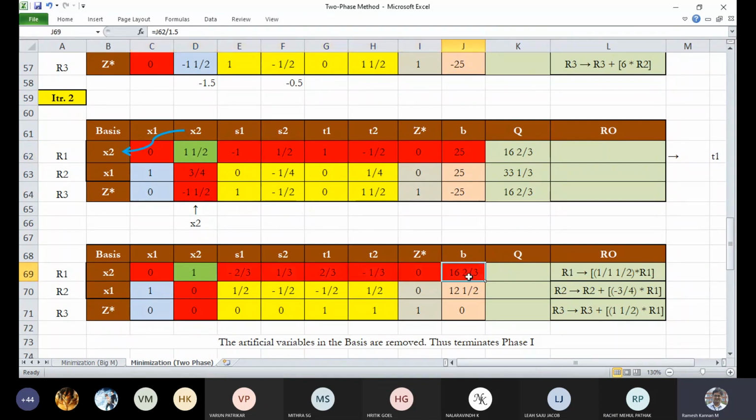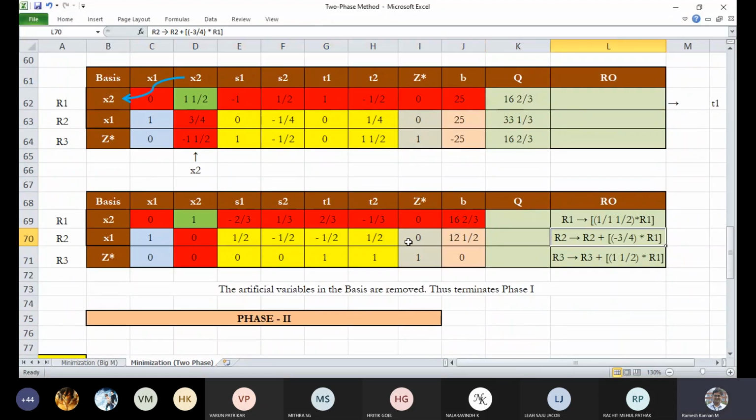So we have got 16 2 by 3. And then we have to make these elements become 0. How do we make these elements become zeros? This is 1 now. So 1 multiplied by minus 3 by 4, when you add it with 3 by 4, this will become 0. So you proceed with that step, and then you'll have this entire row ready.